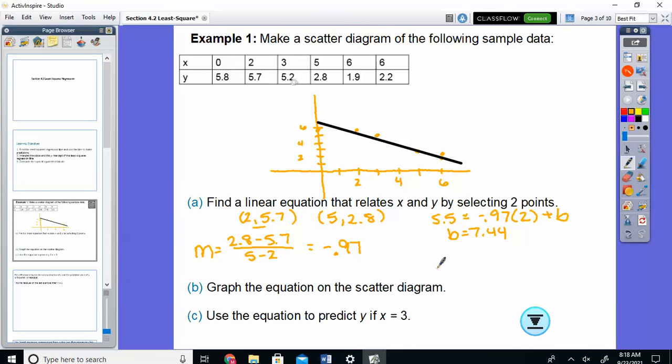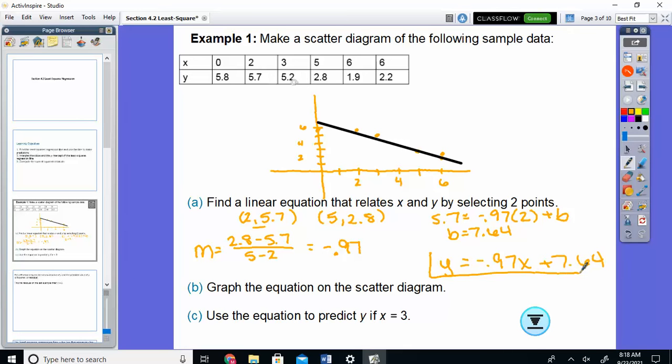Where did you get 5? Yeah, it's 5.7. That's why you show your work. That's why you don't skip steps, guys. So how about 7.64? So my final equation is y equals negative 0.97x plus 7.64.